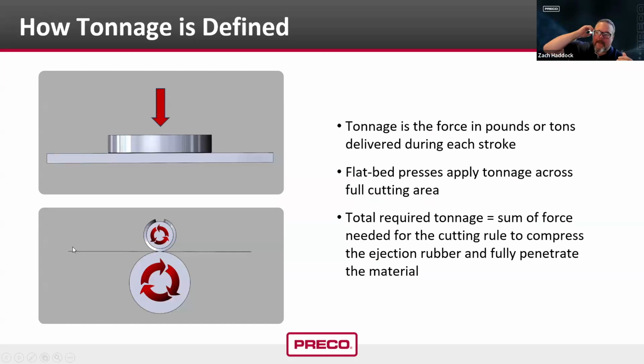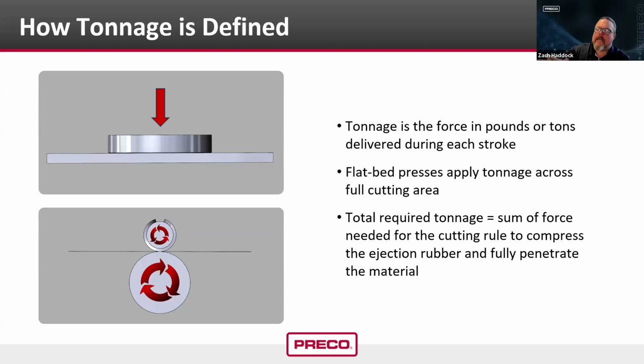So how do we define that tonnage? Again, tonnage is the force in pounds or tons required or delivered during each cutting stroke in the press. Now, it's a little bit different. We're going to be really focusing on flatbed applications here. But in the instance of rotary die cutting, we really don't concern ourselves with calculating tonnages. And it has to do with the cutting action of the rule.